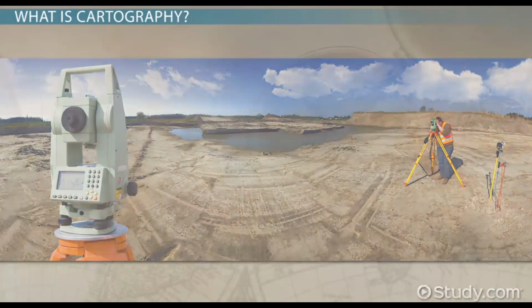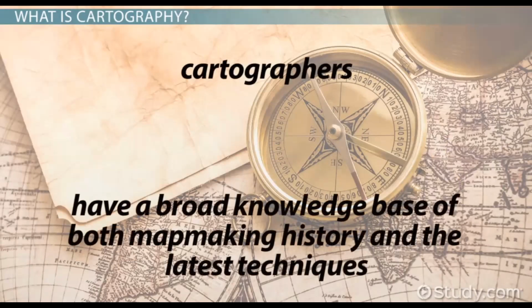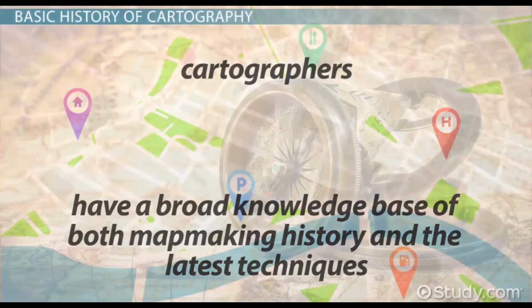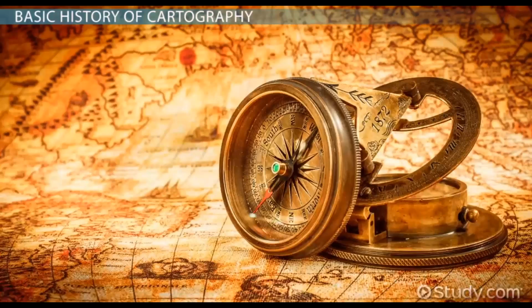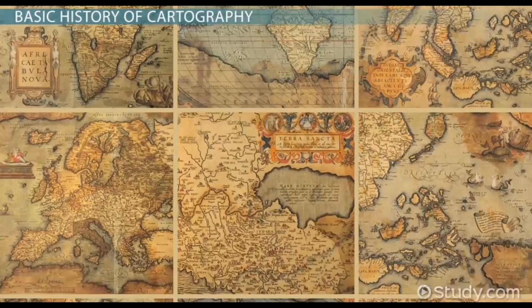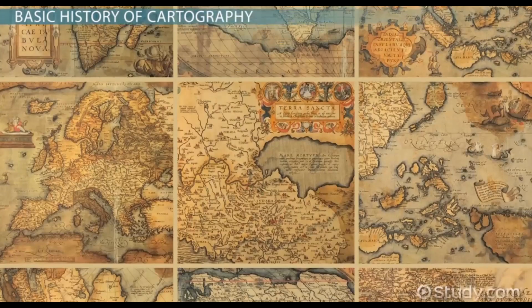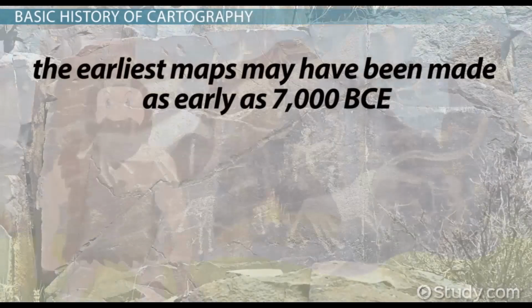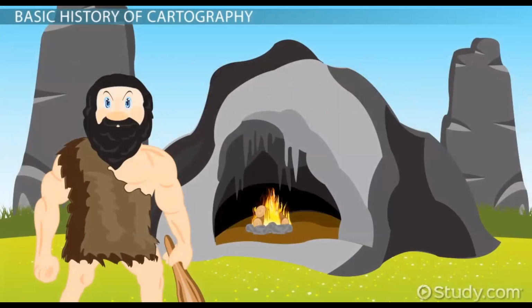It's common for cartographers to have a broad knowledge base of both map-making history and the latest techniques. The history of cartography is incredibly complex. Some cartographers argue about the earliest known maps, and new discoveries are often made regarding major advances throughout time. The earliest maps may have been made as early as 7000 BCE. Some cartographers claim that the earliest map was of a city painted on a wall of a cave.